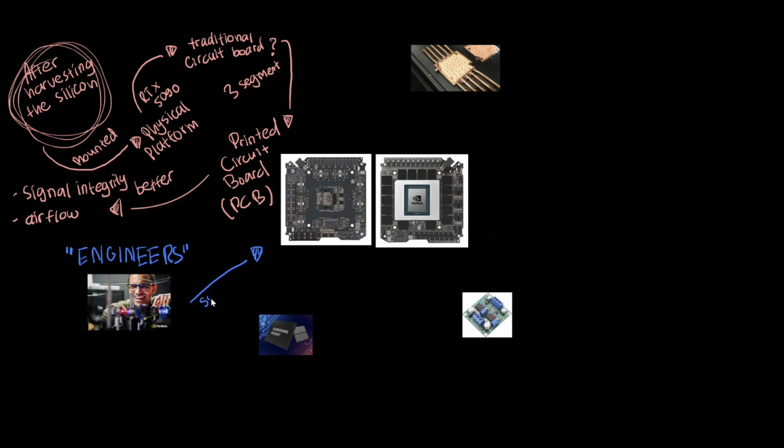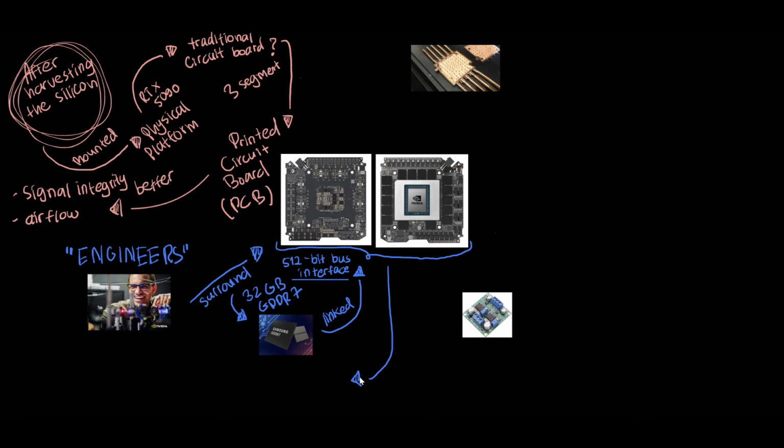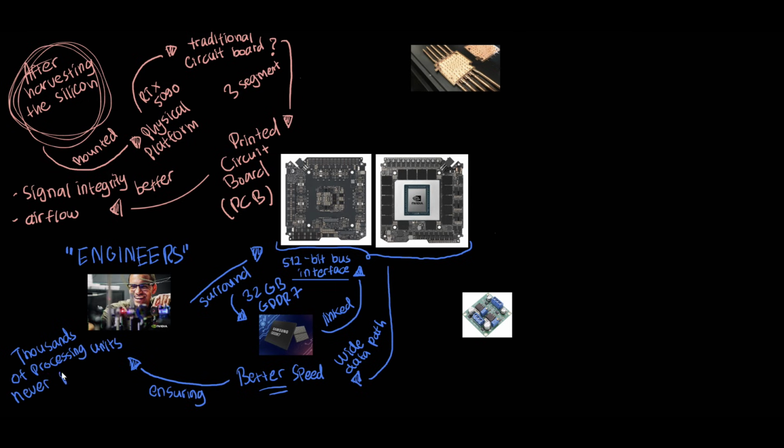The engineers surrounded the central processor with 32 gigabytes of the new GDDR7 memory, and they linked these modules to the GPU using a massive 512-bit bus interface. The wide data path is critical because it allows information to stream into the cores at speeds capable of saturating the bandwidth, ensuring that thousands of processing units are never left idling while waiting for data.